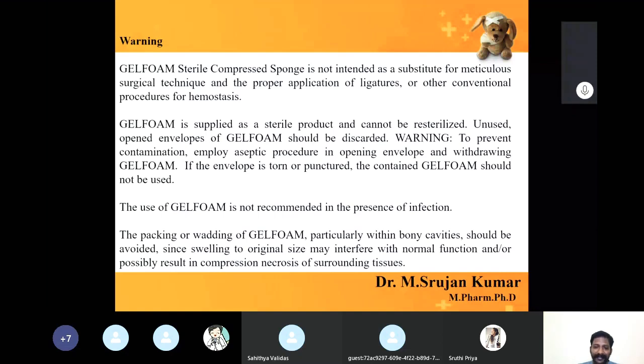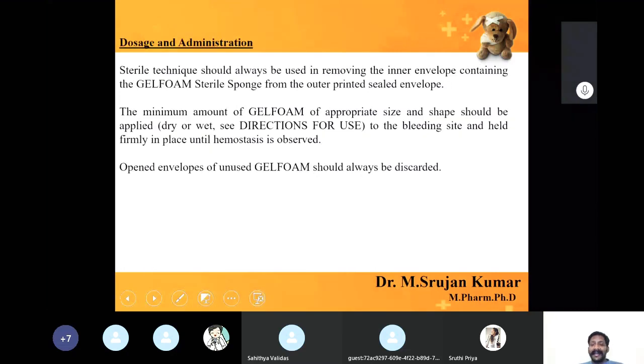Just imagine what gel foam is. When gel foam is placed under water, it expands. So when you place gel foam between two bones, it will expand to its original size, and there will be no room or space for your bone to grow. It will interfere with normal function, possibly resulting in compression necrosis of the surrounding tissue, because the bone has started its growth and there is no room for it to grow. Ultimately there will be an increase in compression, and that compression will result in necrosis of the surrounding tissue. So these are the warnings about your gel foam. Next, dosage and administration.